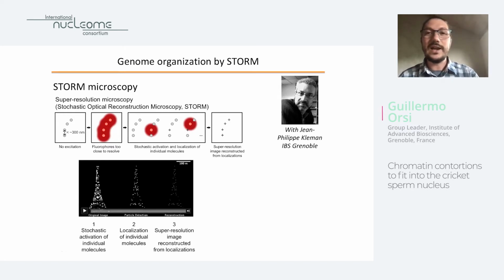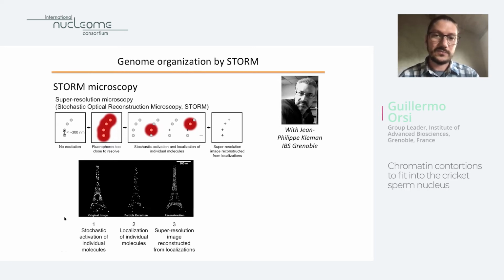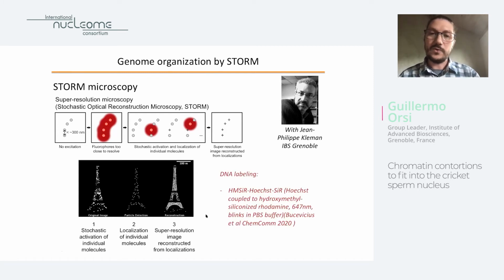So if you have lights in the Eiffel Tower and you look at them one by one here, and you reconstruct an image there, you can see how you get a more precise picture of where every spot of light is. So we use this method to map the organization of the genome inside the sperm cells.